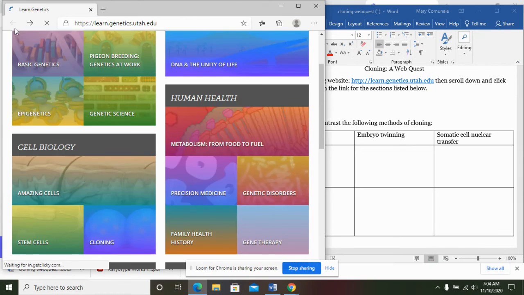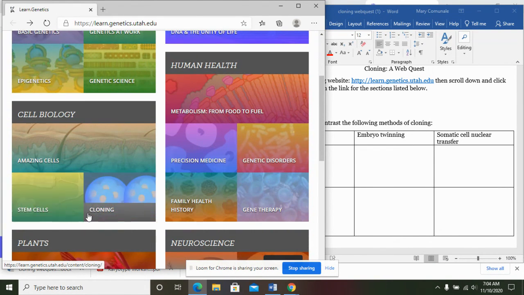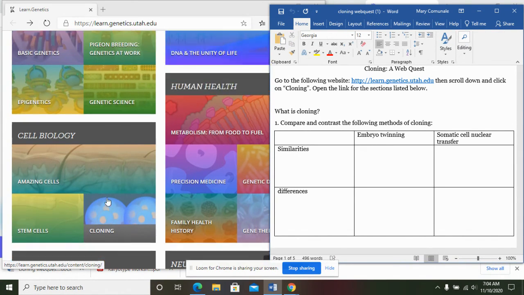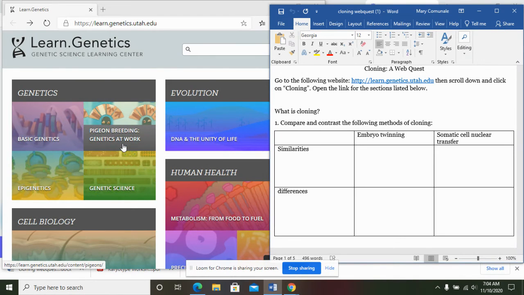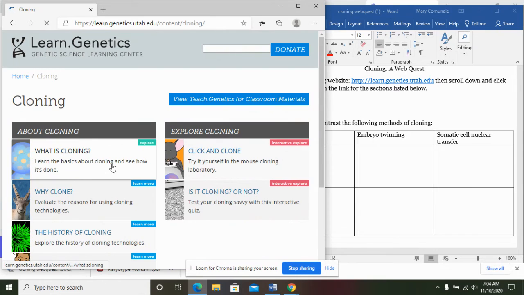Let me see if I click over here. It looks like this, and last time we were here, I believe we did the stem cell stuff. So today it says go to the website, then scroll down and click on cloning and open the link for the sections listed below. So you're going to come over here. This is the main page that it will bring you to whenever you log in or whenever you go to that website. You hit cloning.